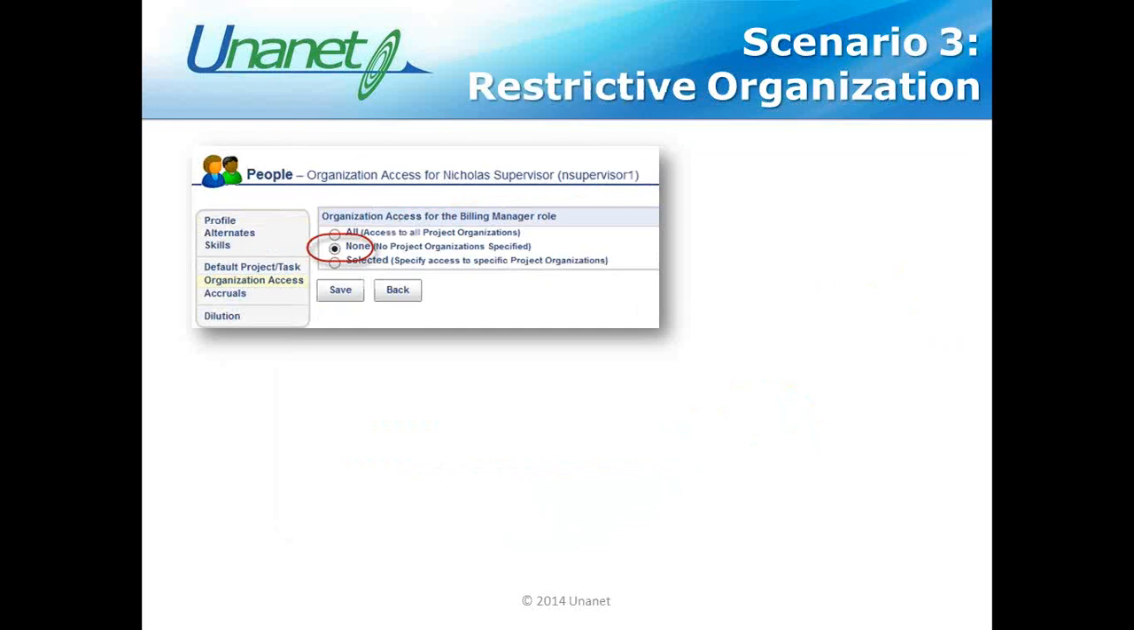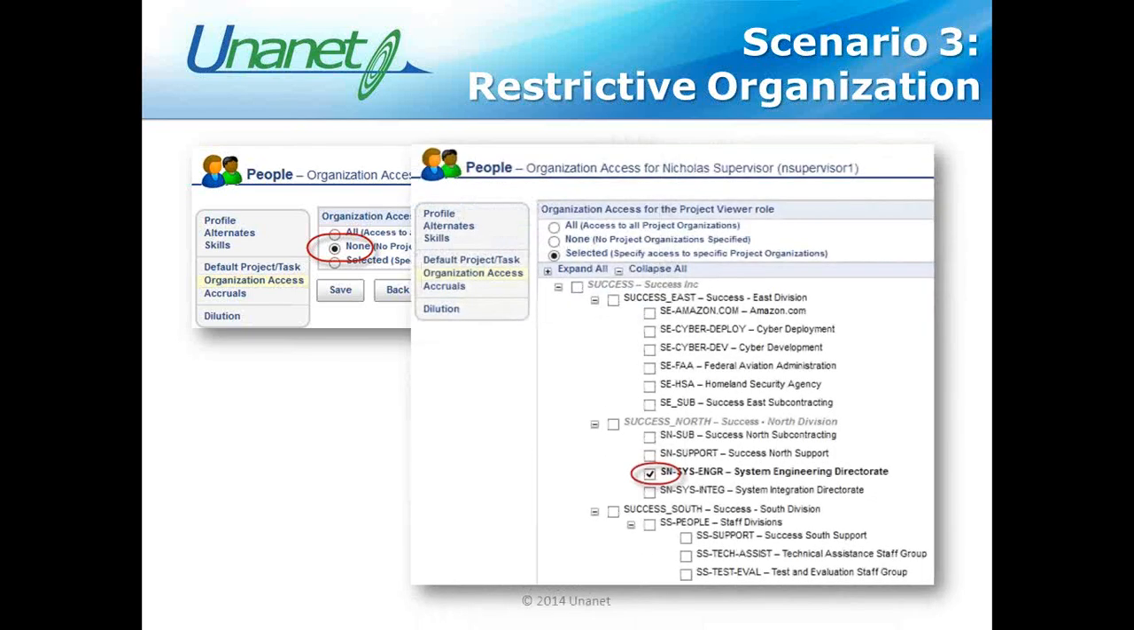Now, a more restrictive organization. Here we are at the person profile for our supervisor, which is probably more standard with most of our customers. Once you've set up their roles from the person profile perspective, you can drill down into the org access and either give them none, like this one that's seen here, which means that they cannot actually use their role at this time, or you can give them some selective access to certain organizations.